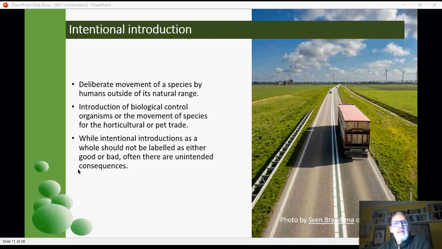So we've got intentional introduction. This could be deliberate for, as we mentioned, horticultural, so that's plants, or the pet trade. And we shouldn't really label these as either good or bad, but quite often there can be unintended consequences, some examples a little later.